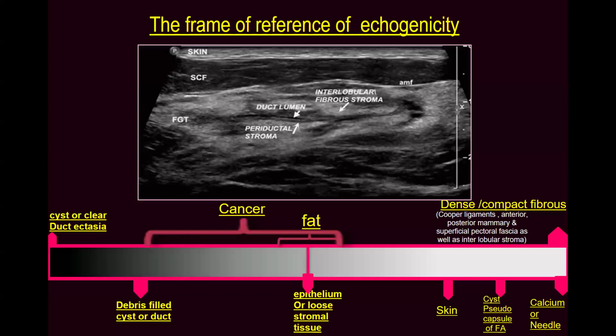And it is a medium gray. So any structures or lesions with echogenicity lower than the fat will be hypoechoic. And those similar to fat will be isoechoic. And those higher than the fat will be hyperechoic. Okay, we have mentioned that the loose stromal tissue is seen in periductal stroma and intralobular stroma.